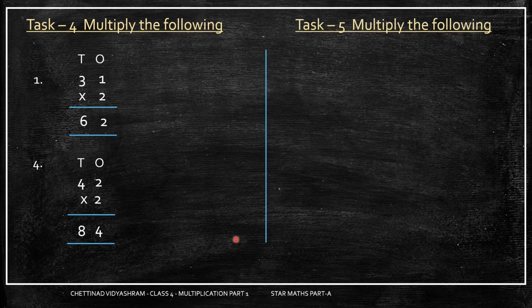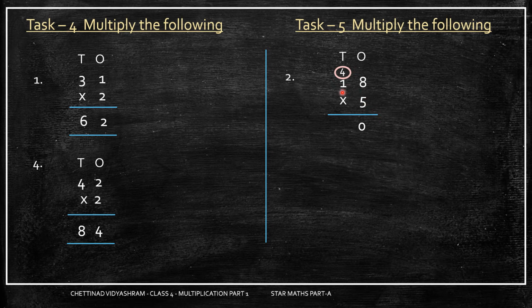Task 5. Multiply the following. Here we are going to multiply the numbers with carry over. Second sum. 18 multiplied by 5. It has been arranged column wise. So let us start multiplying it. So the number in ones place is 8. 5 8s are 40. I am getting a 2-digit number. In 40 the number in ones place is 0. The tens place number is 4. That should be carried over here. So the carryover number here is 4.